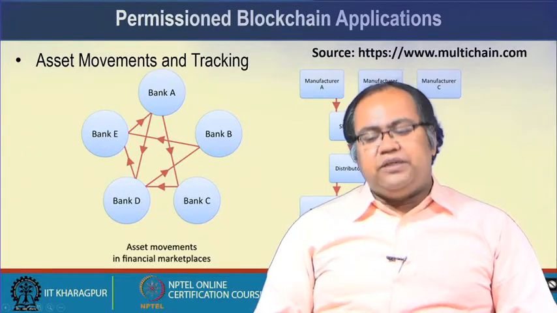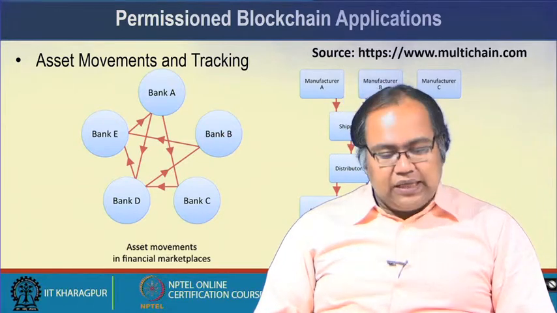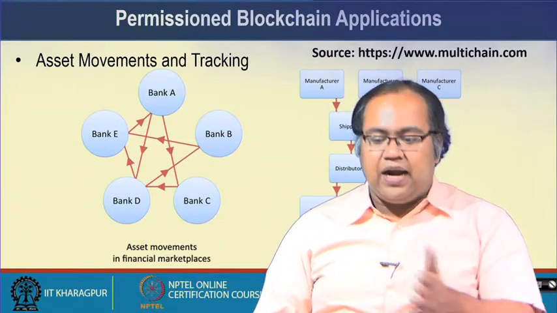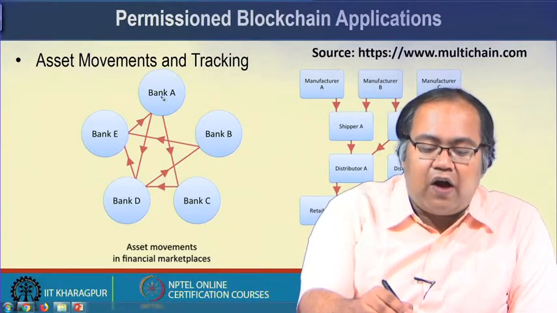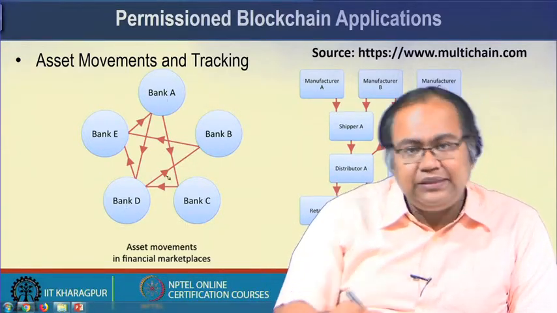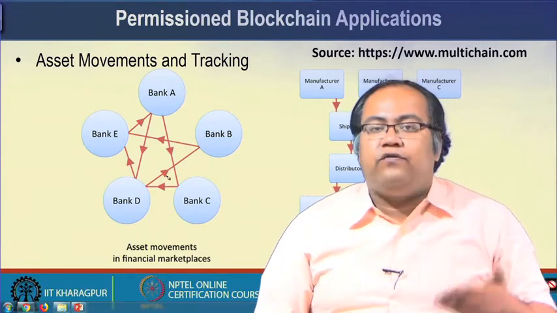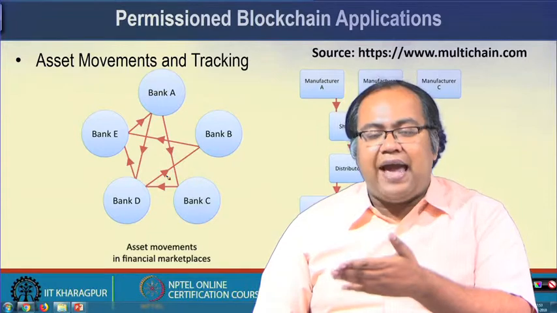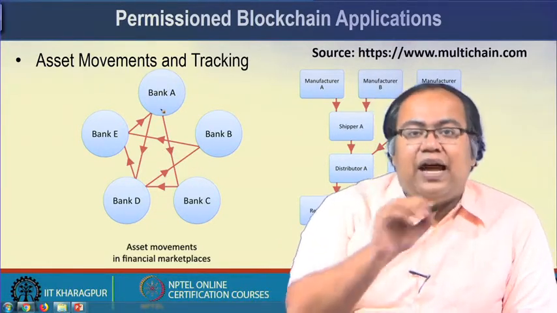Now, this kind of permission blockchain has multiple applications. One application can be in the direction of asset moving or tracking. So, here are two examples. In one example, the assets are moving across multiple banking branches. Say they are secured assets, like money which is moving between multiple banks or even the branches of multiple banks, and you want to track what the movement is.